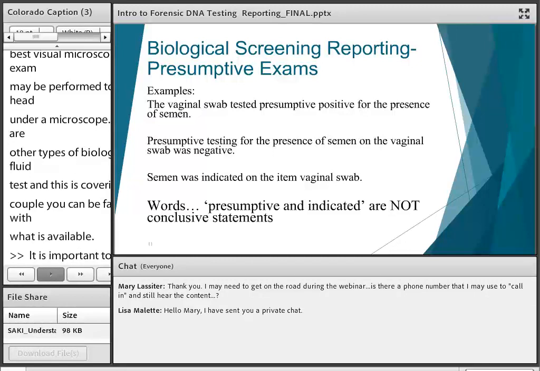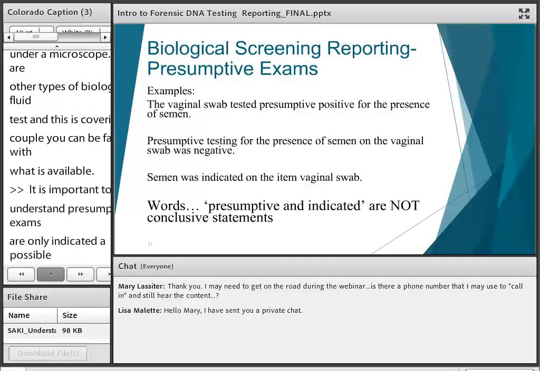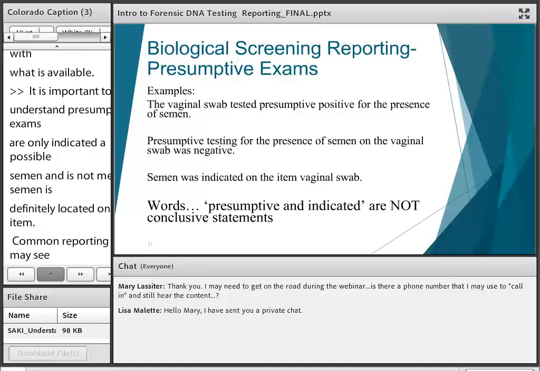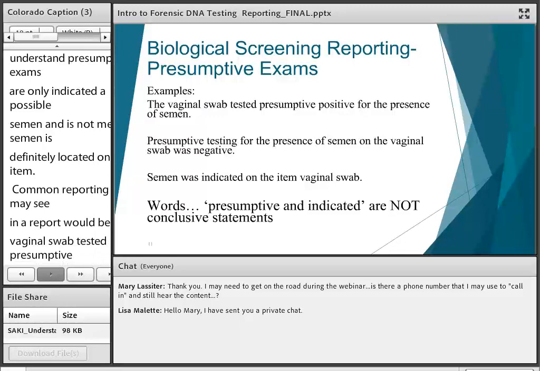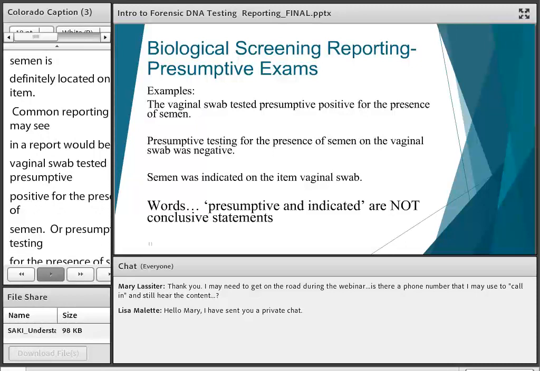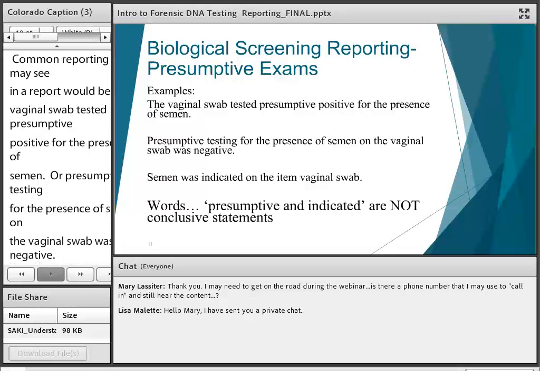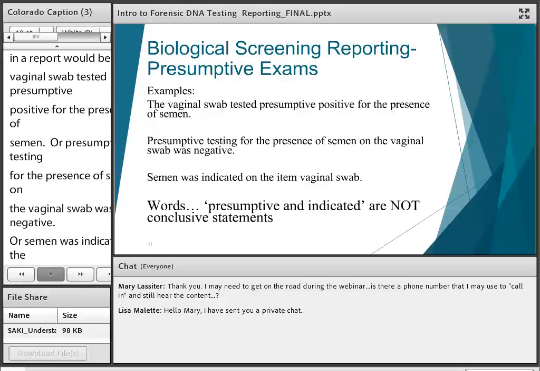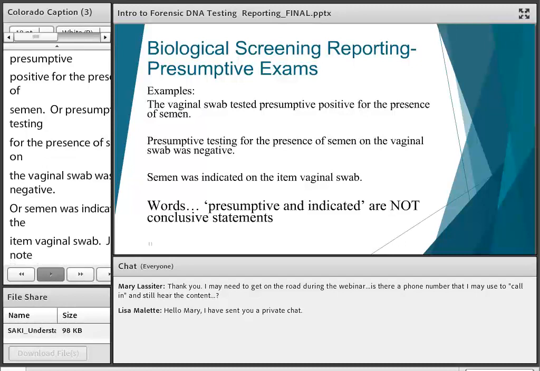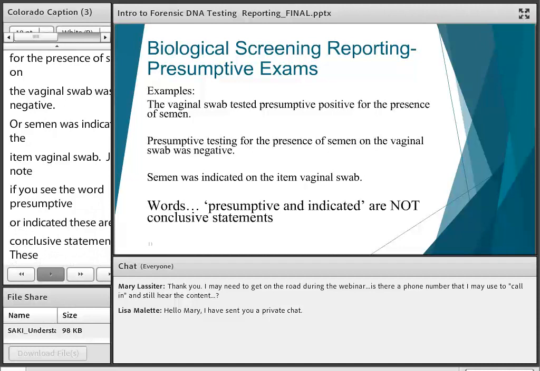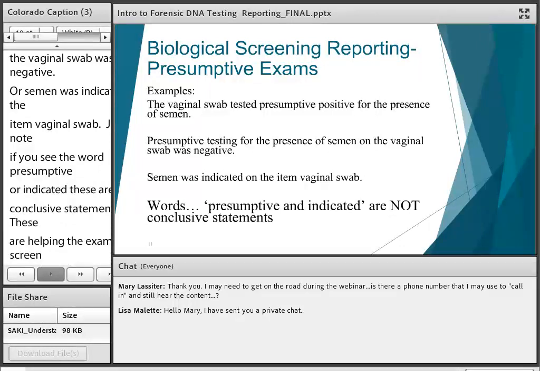So common wording that you may see in a report would be that the vaginal swab tested presumptive positive for the presence of semen, or presumptive testing for the presence of semen on the vaginal swab was negative, or semen was indicated on the item vaginal swab. So just note, if you see the words presumptive or indicated, these are not conclusive statements. These are just helping the examiner screen the evidence to potentially identify where DNA may be present in order to proceed with the additional steps in the DNA workflow.